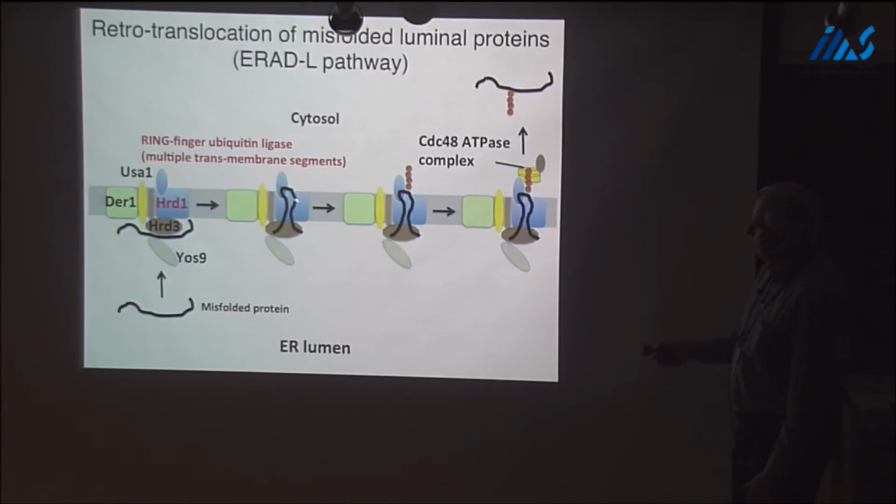Once it's on the cytoplasmic side, at least a loop on the cytoplasmic side, there will be polyubiquitination catalyzed by the ubiquitin ligase HRD1. And then there's this ATPase complex, CDC48, that will bind the ubiquitin chain and then pull the polypeptide chain out into the cytosol. So we call that membrane extraction.